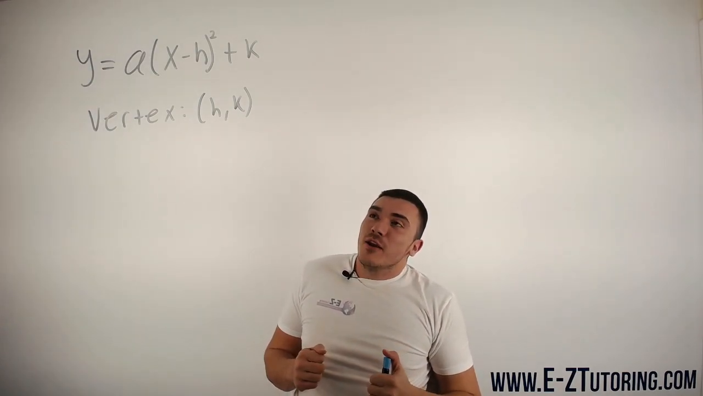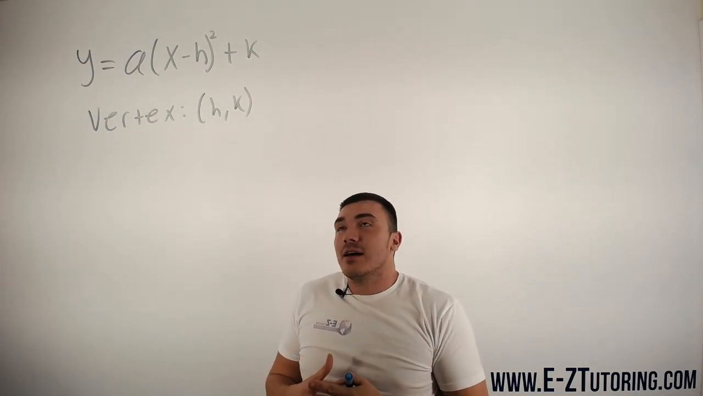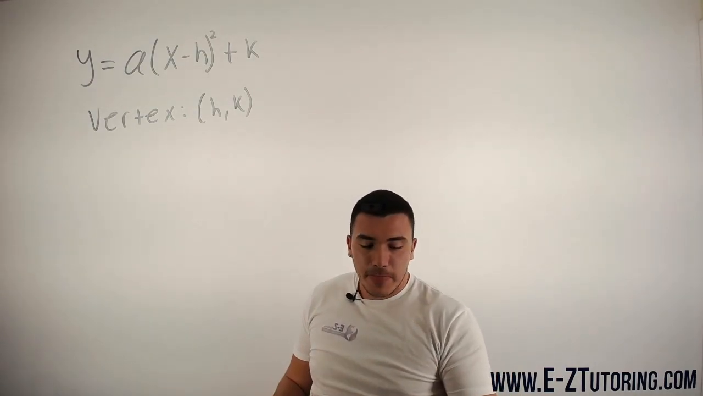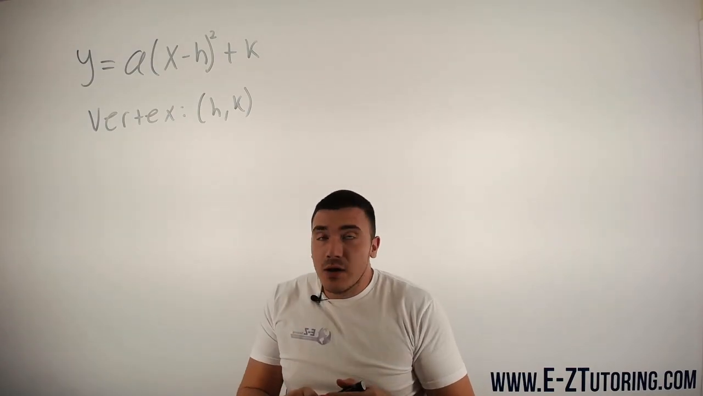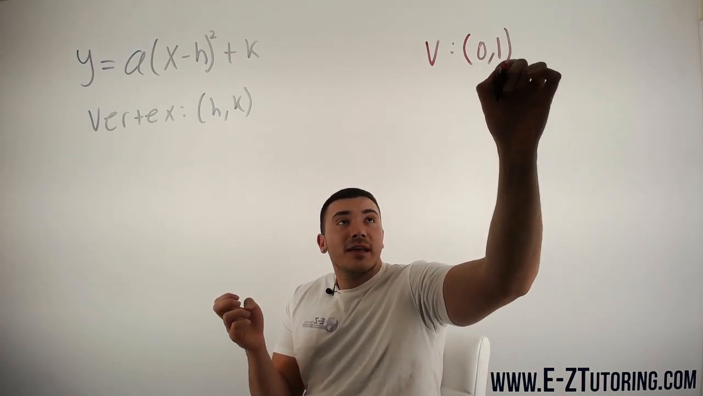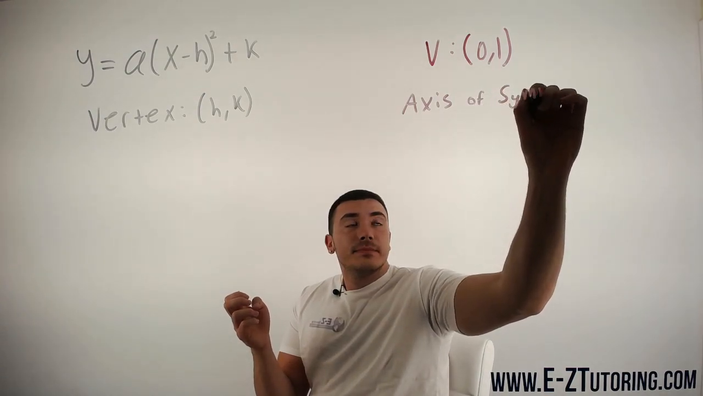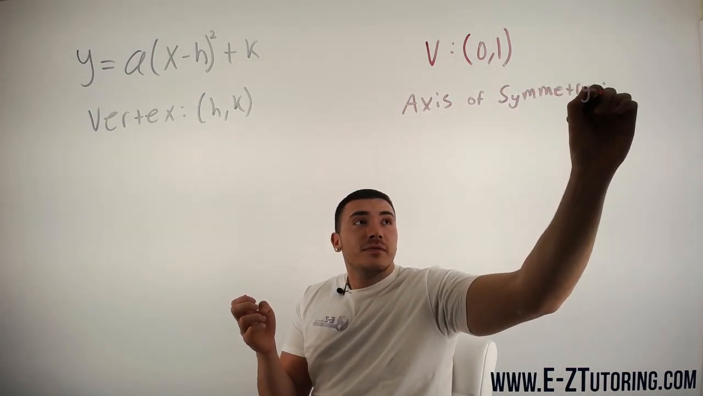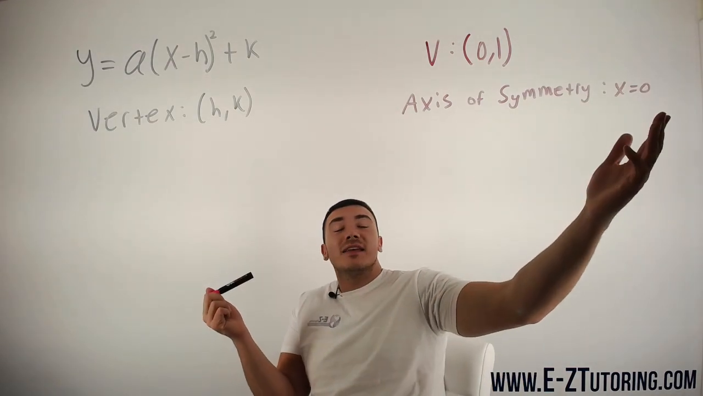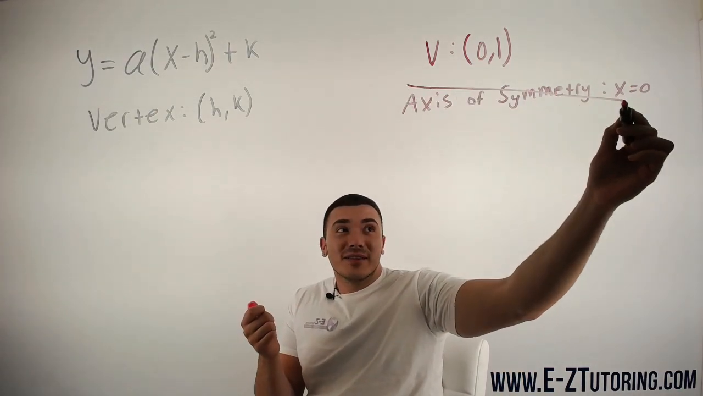So generally, you won't need an a because we are only given the vertex. Your a is something else where it will vertically stretch or compress the graph, which we don't need. So suppose we are given a vertex of (0, 1), and we are given an axis of symmetry of x equals 0. Now this axis of symmetry information is completely useless and completely unnecessary. We can cross this off.